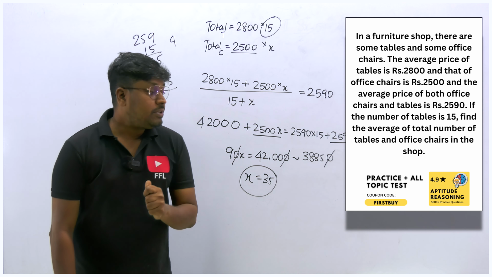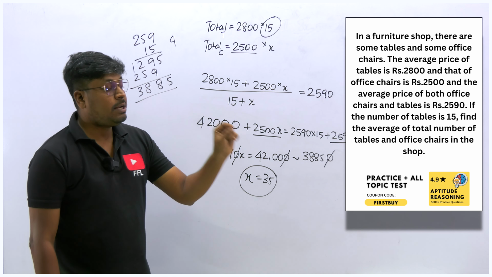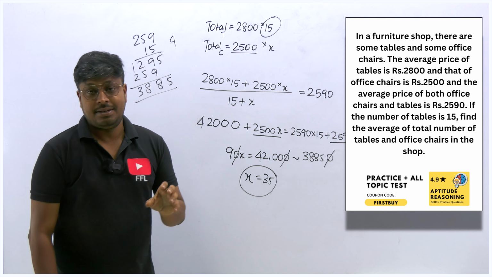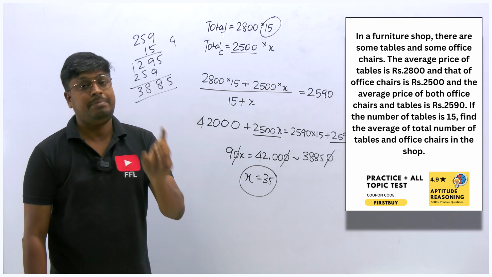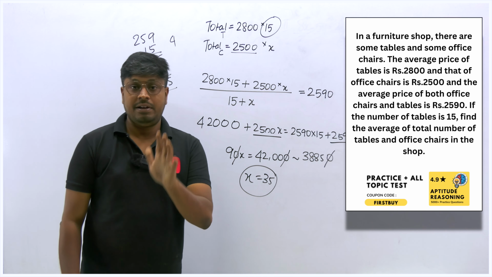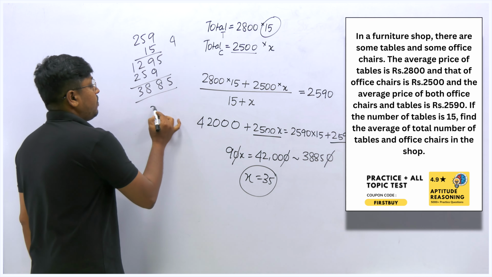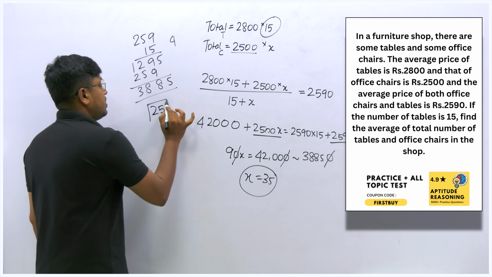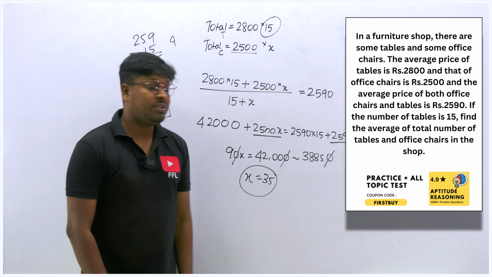Now, according to the question, our target is to find the average of the total number of chairs and office tables. So total number of chairs plus total number of office tables is 35 plus 15, which will be 50. So 50 divided by 2 will be 25. So the answer for this question is 25. So 25 is the average.